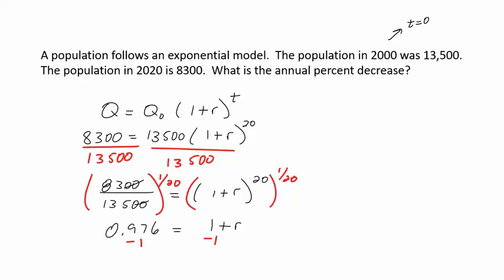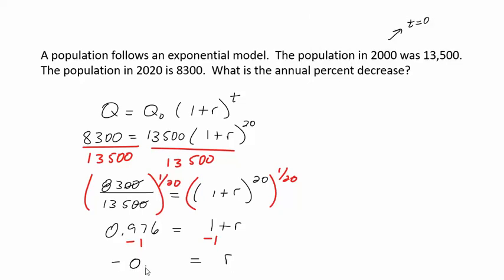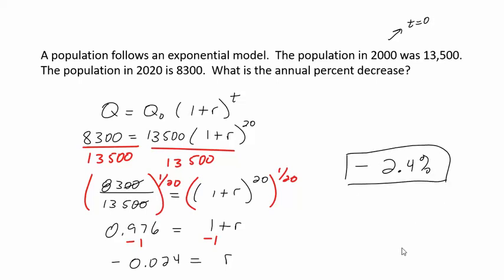And then I'll subtract 1 from both sides. And I already have this on my calculator, so I'll just do -1 equals. And I get negative 0.024. And so if I move the decimal over 2 places, I get negative 2.4%. Now, I would be expecting a negative because the population was decreasing. So the annual percent of decrease is 2.4% per year.